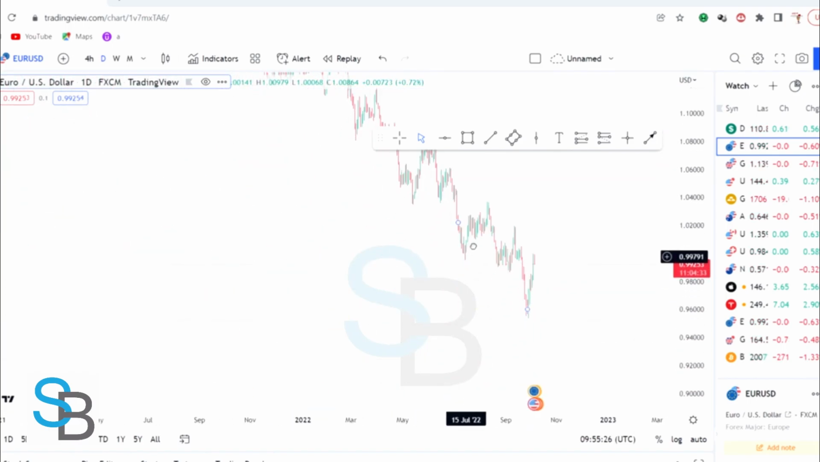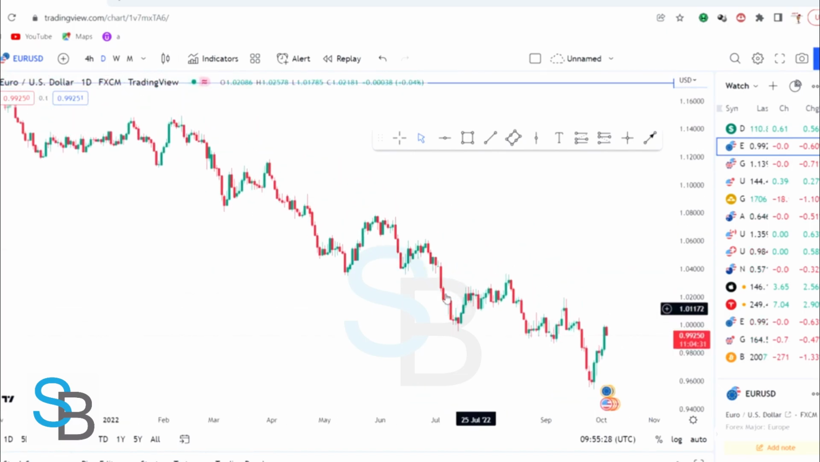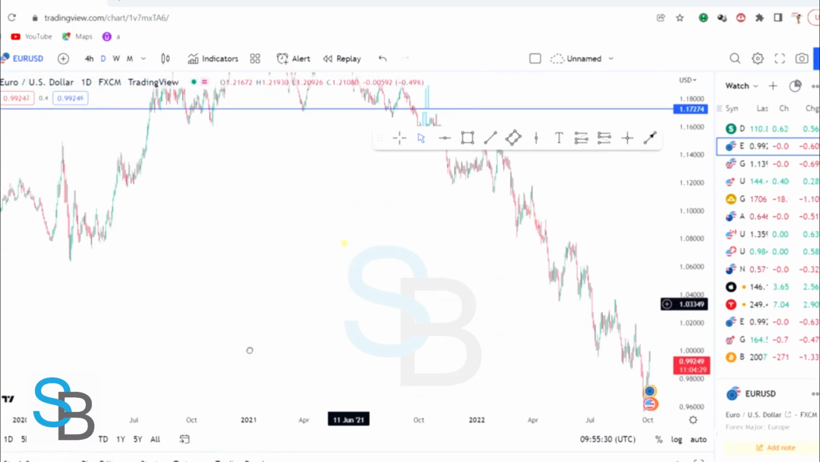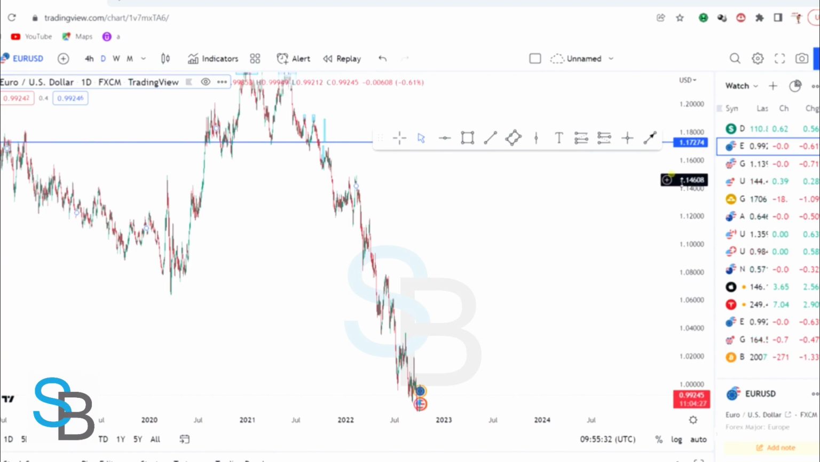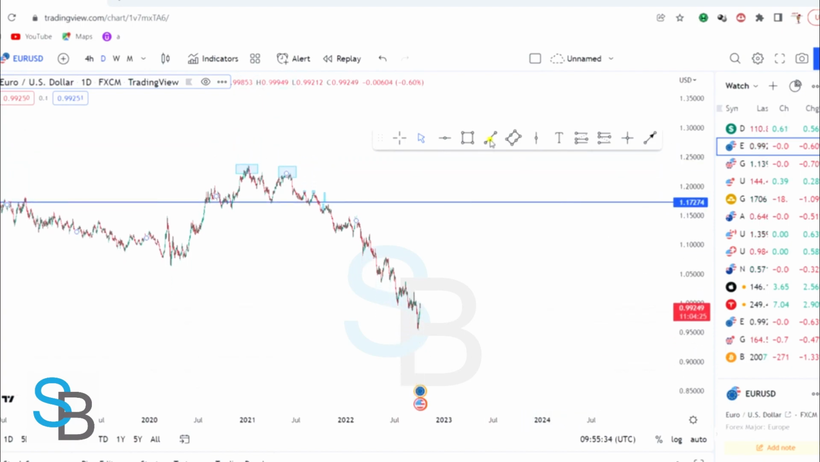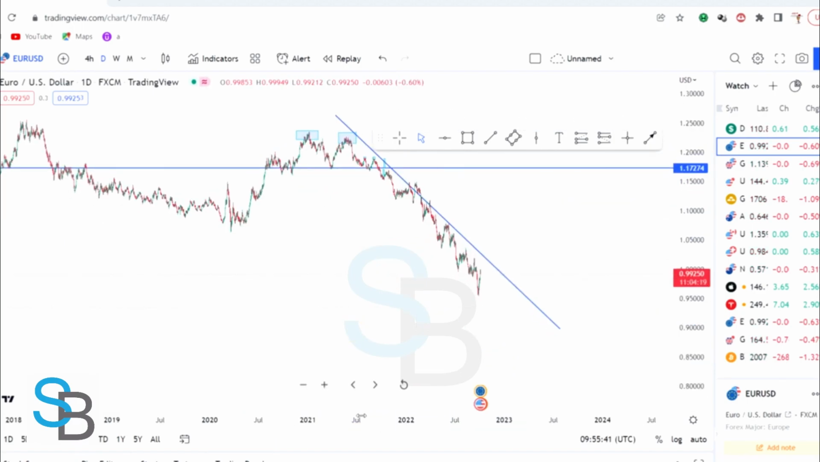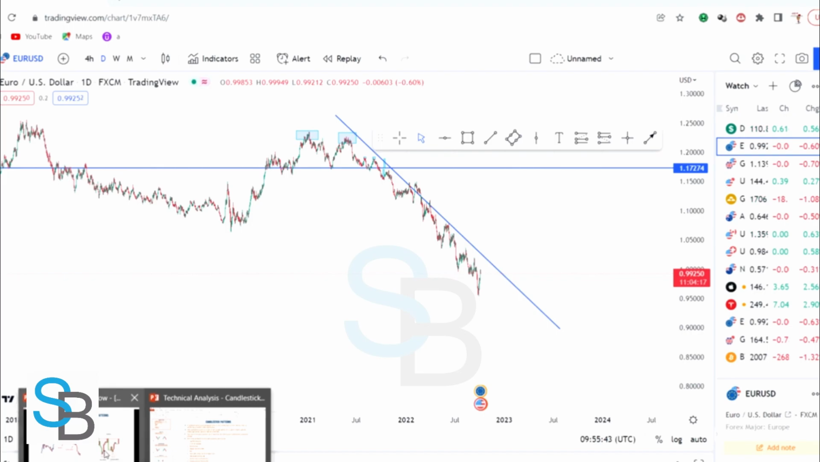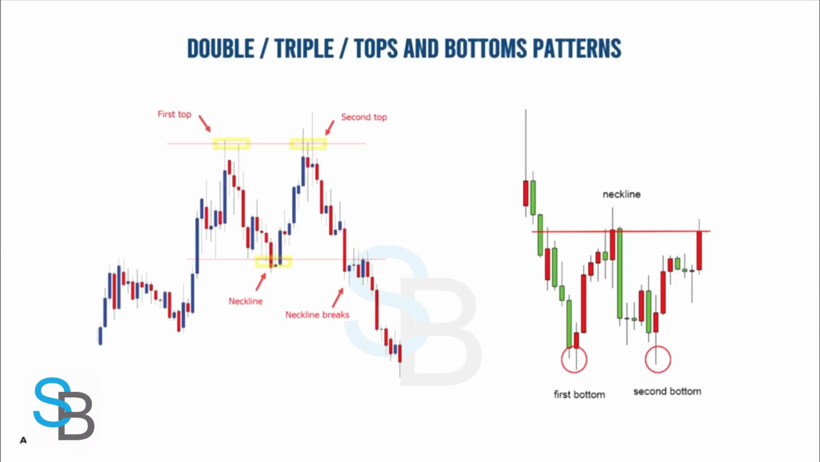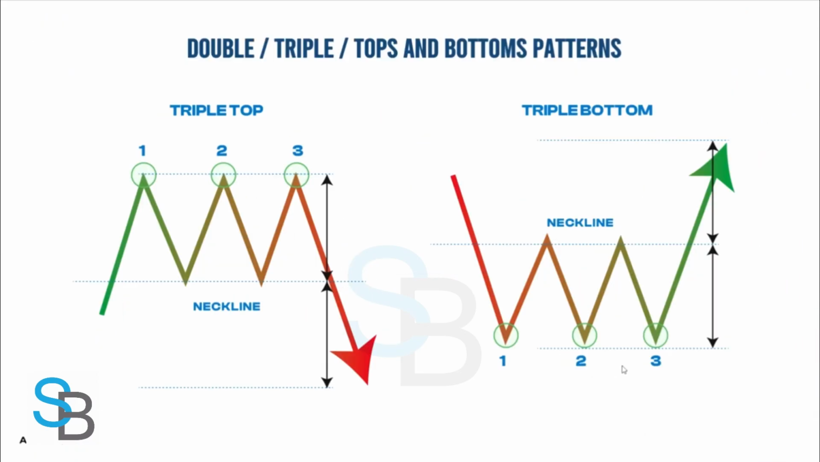When we keep going, we will keep seeing examples of double tops, double bottoms, and so on and so forth. Just draw a trend line like this. Now, let's go back to our presentation and go to the next, which is the triple top and triple bottoms.